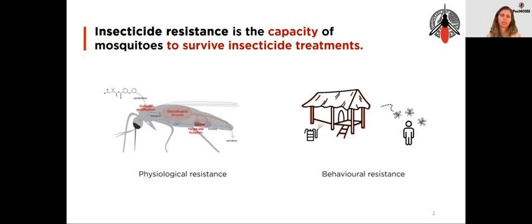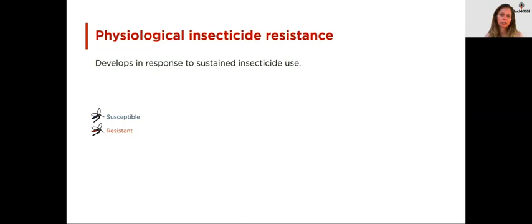Another form is called behavioral resistance, and this refers to changes in the mosquito's behavior that help them to avoid exposure to the insecticide. So an example may be when insecticides are applied inside houses and the mosquitoes start to take blood meals outside and when people are outdoors to avoid exposure to the insecticides. We're going to focus on physiological resistance today.